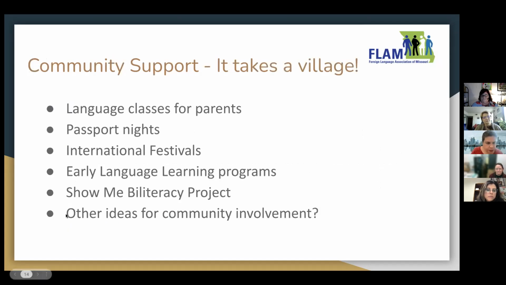So now, talking about the part of community support, we know that it takes a village. We need to be together and support each other. One of the ideas that I grasped, because I know that Cami was mentioning language classes for parents, is just an idea. I don't know in what school districts this may be happening, but this is something that we can discuss and share. If you know about any school that's doing that, please feel free to do so when we go to the breakout rooms.